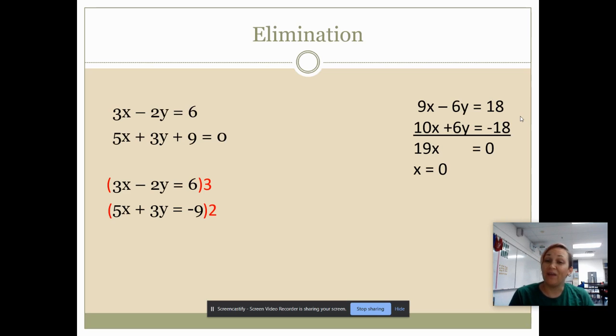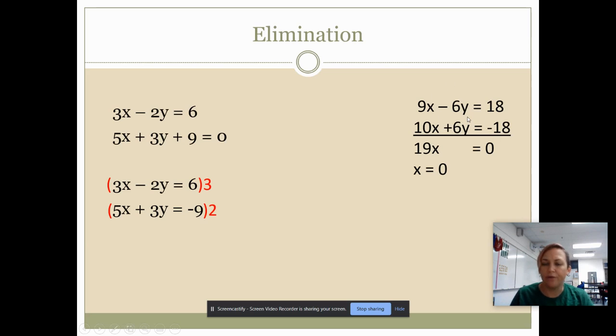Okay, don't forget that once you have your first answer, you are not done. So don't stop here. Keep going. You're going to take that x equals 0, and you're going to substitute it into one of the 5 equations we could choose from. We could choose from one of the originals, this new equation down here, or these new equations over here.